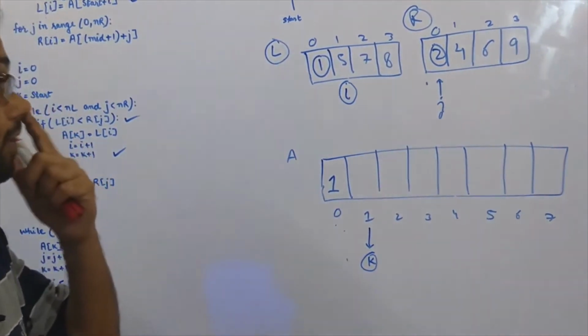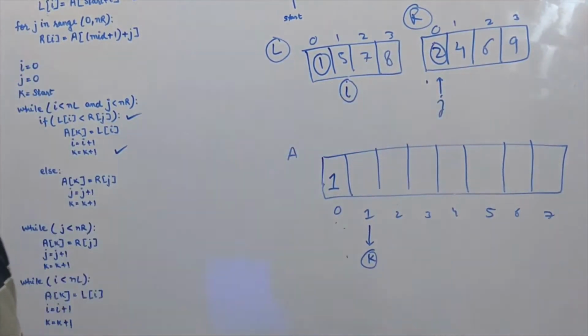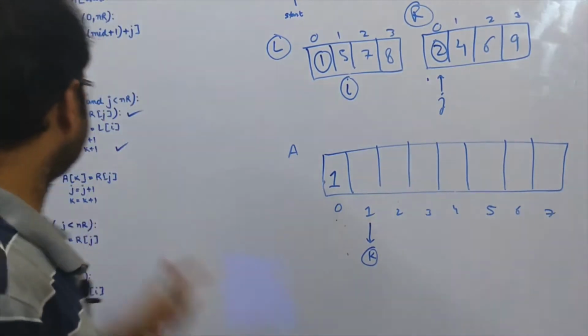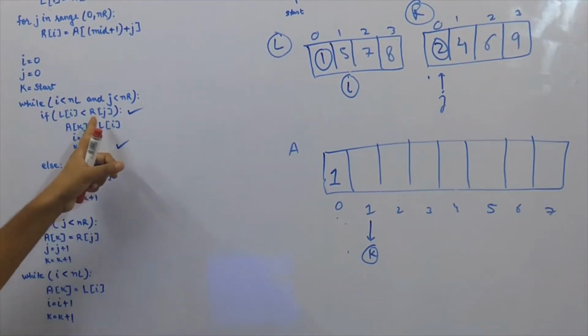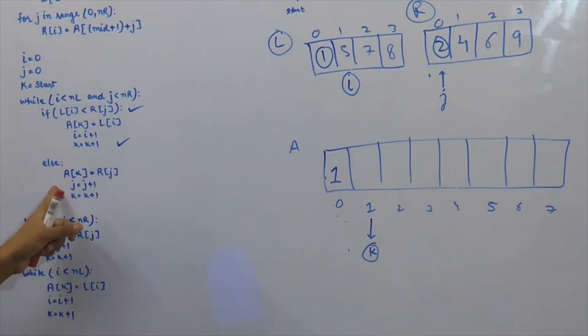Next we will again compare L of i with R of j. So now 5 and 2 are compared. Which one is lesser? We will go in this condition. The left part is not less than the right part, so we will go into the else condition.